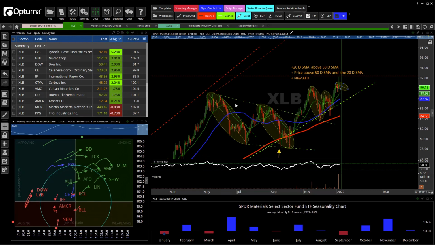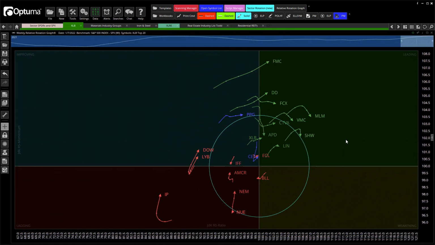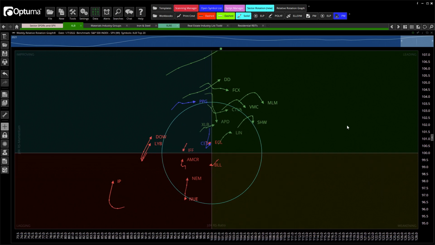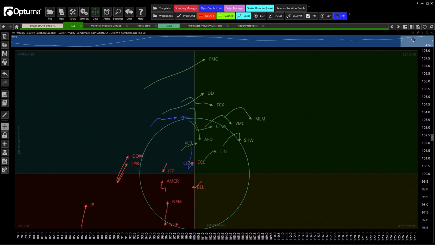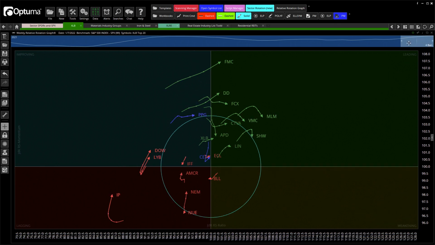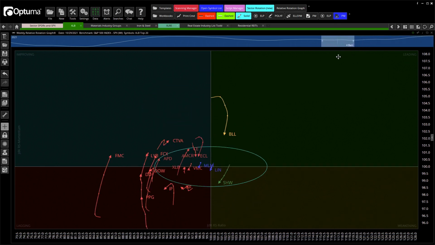Okay, so enough of that. Let's come back over here and take another look. We look inside this relative rotation, and we can see the top 20 or so stocks that I have listed in the materials sector, and I'll do that same kind of animation for you.